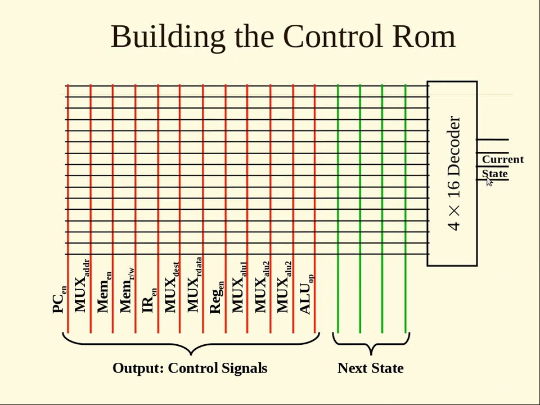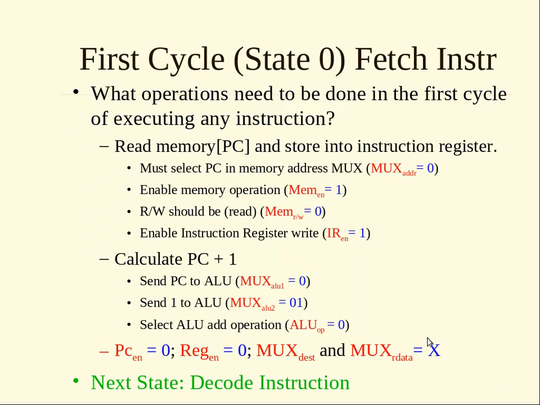So basically the current state's going to come in here, and then it's going to activate the diodes on this line to control what goes to each of these muxes or different ALUs and what the next state's going to be. Okay, the first cycle is fetch.